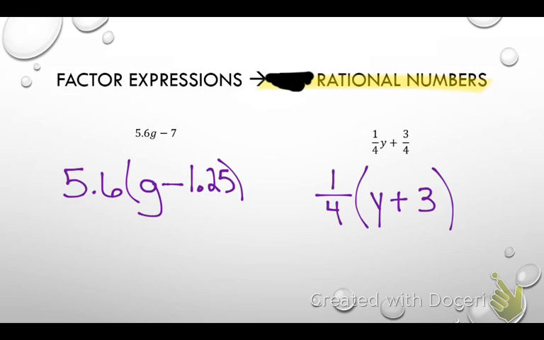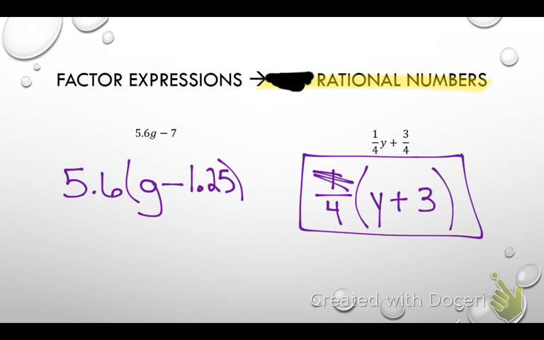All right, who got y plus 3? Y plus 3. 1/4 times y plus 3. Guys, it's the whole thing. I did have a couple people factor out the 1/4, and then it was gone in their answer, and all they had was y plus 3. Don't forget that 1/4 is a part of your answer also.